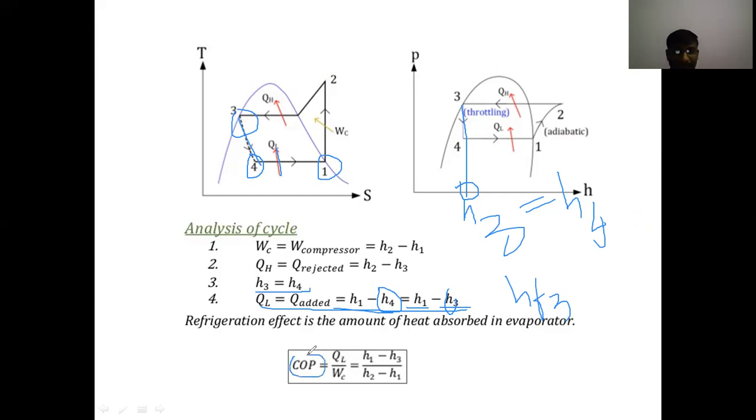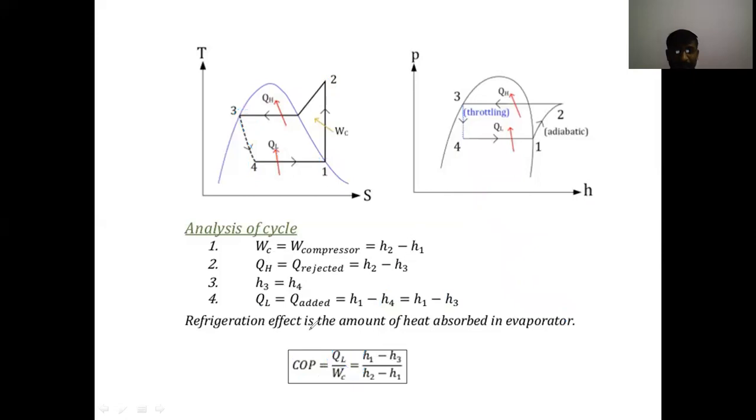Then we will get the COP. The performance of the cycle can be found like this: heat absorbed in the evaporator, that is the refrigeration effect, divided by the work given to the compressor. So QL is H1 minus H3, divided by the work given to the compressor, in terms of enthalpy, H2 minus H1. Here, we should know the enthalpies at each point of the cycle. Then we can find the heat absorbed, heat rejected, work done, and COP. These are the formulas.